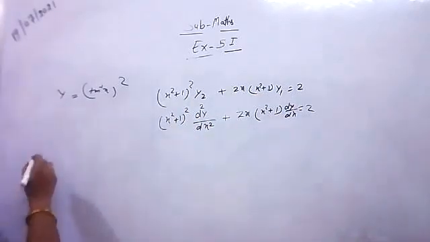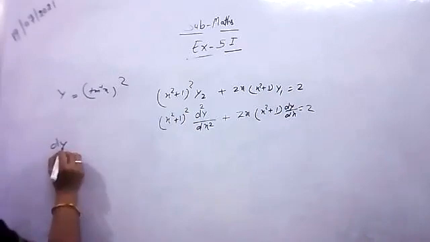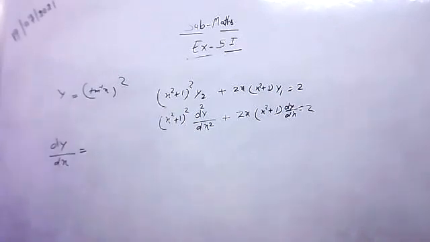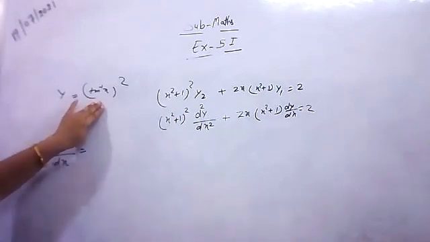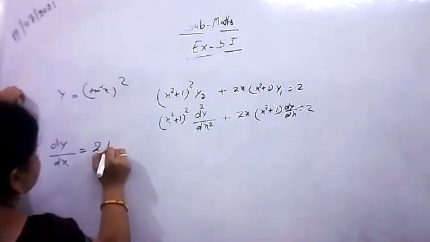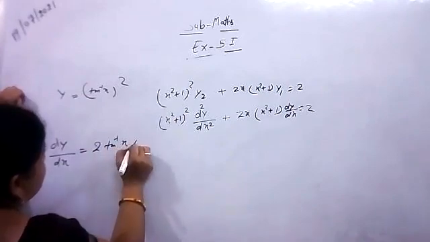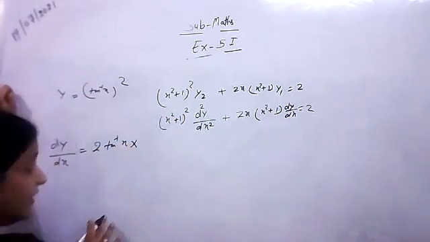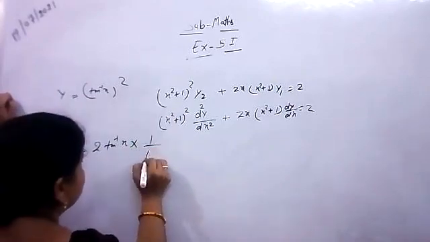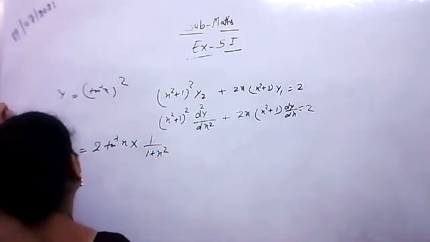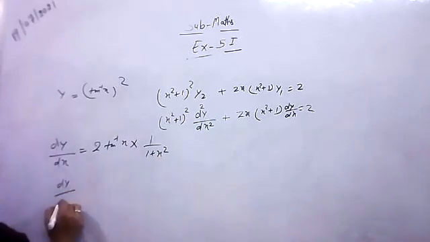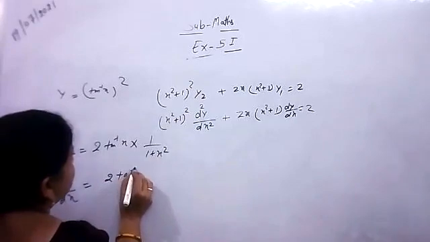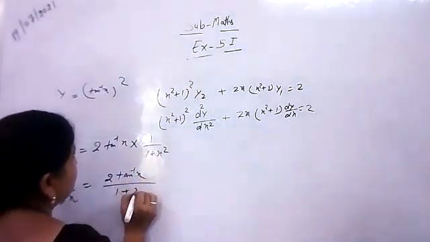So I solve here dy upon dx. Tan inverse x. I write first, let's suppose tan inverse x is t, so 2t tan inverse x. When we differentiate t, we get 1 upon 1 plus x square. Okay, so dy upon dx is 2 tan inverse x upon 1 plus x square.